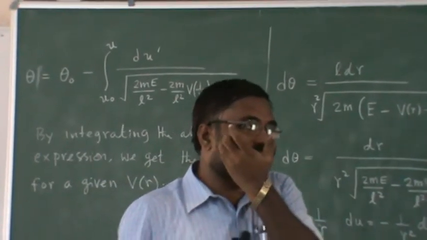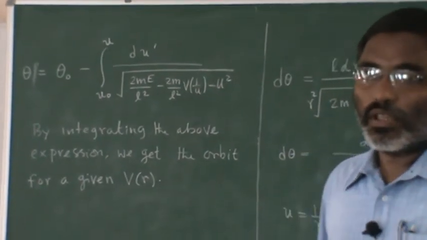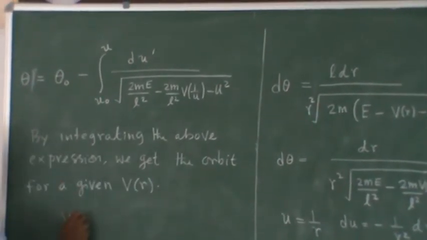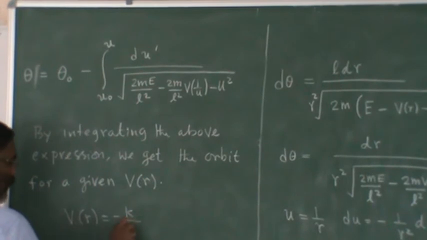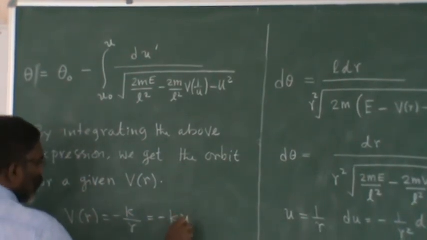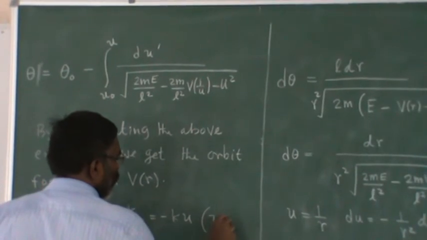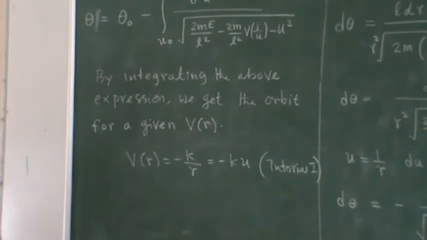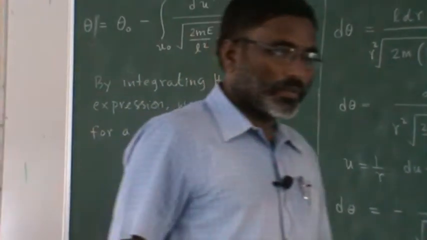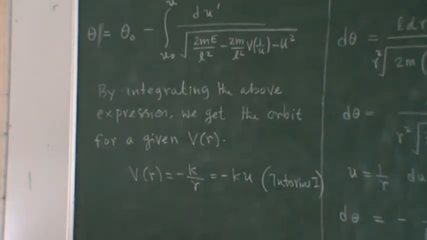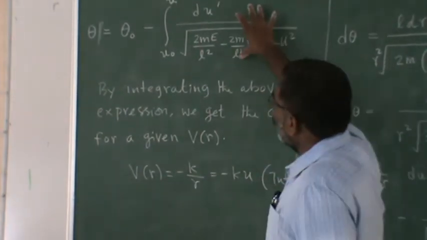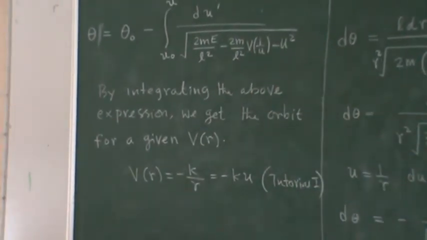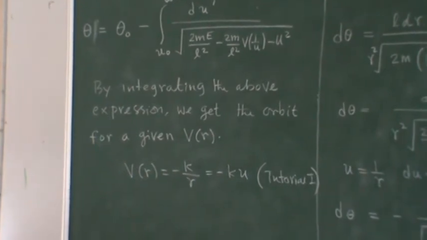Conventionally this is easier, and that is what Naina has shown in the morning in one problem. He has shown V of r is equal to minus k by r, which is equal to minus k times u. So this was done in tutorial 1, and we showed the orbit for the given force. So if you want to find the orbit for a given force, we can use this quadrature. And if you want to find V or f for a given orbit, then you use the differential equation.